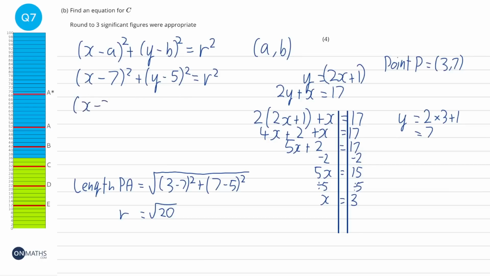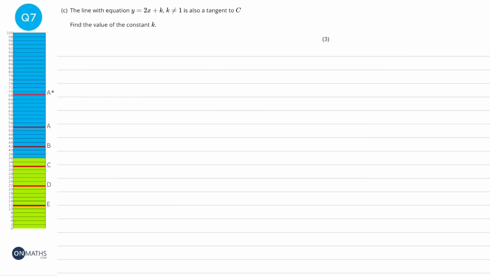We're going to feed that into the equation we did earlier. So it's going to be x minus 7 squared plus y minus 5 squared. Now here the radius is squared. Well, if the radius is root 20, to square that we just get 20. And that's our answer.